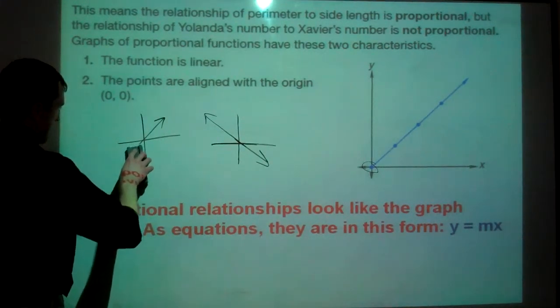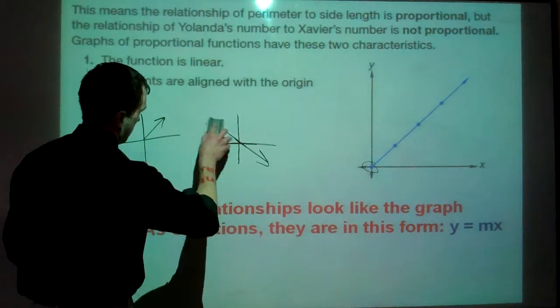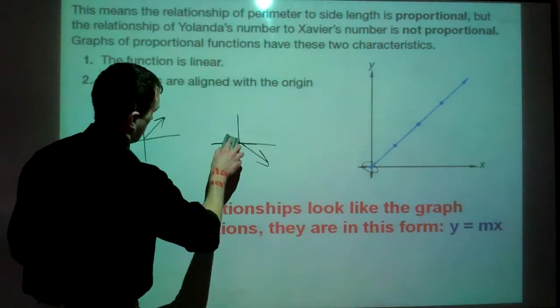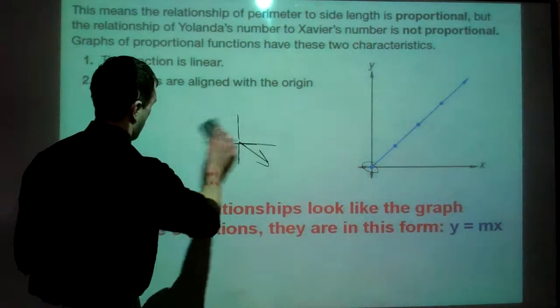It doesn't even have to pass through it. It could just start right there. That's proportional. This is proportional still. As long as it's straight and it touches the origin, it will be proportional.